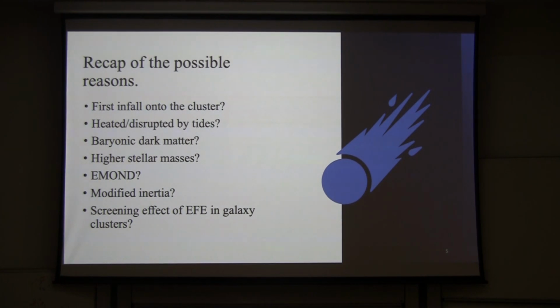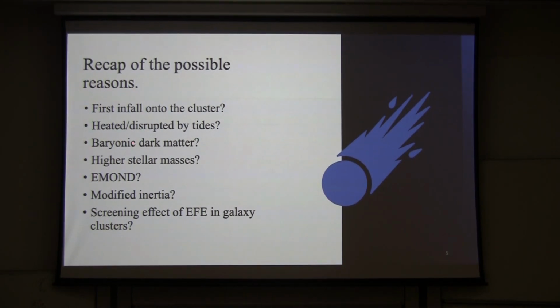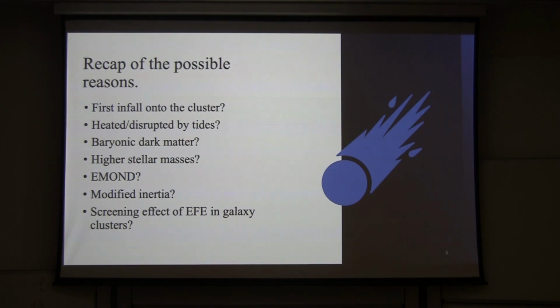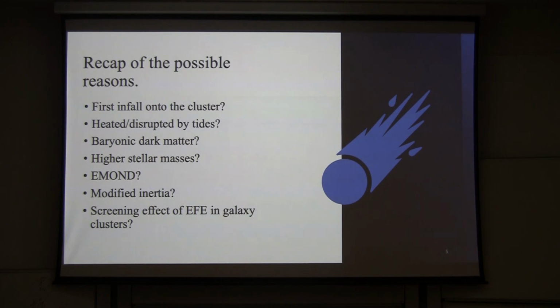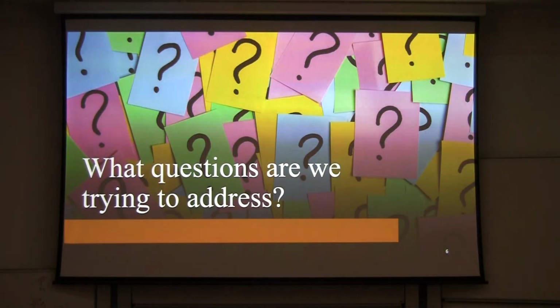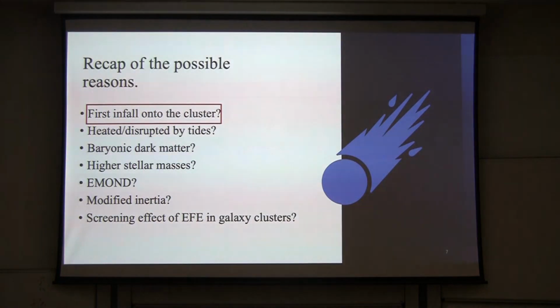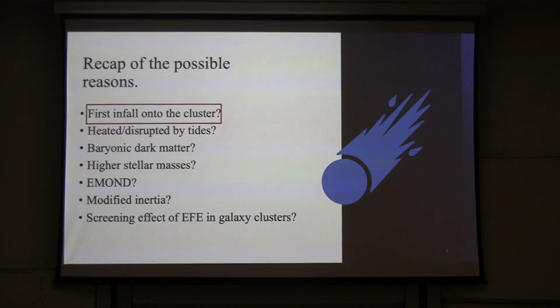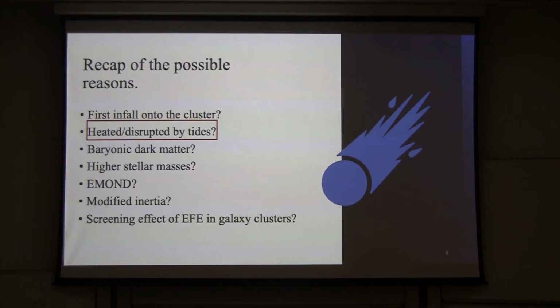So I'll just do a small recap. Jonathan, in Freundlich et al., they discussed possible first infall, heated or disrupted by tides, baryonic dark matter, higher stellar masses, MOND, modified inertia, screening of the EFE. What are the questions that we are trying to address? We are mostly going to check about first infall onto the cluster. Is it possible? Heated or disrupted by tides, we are going to check that too.